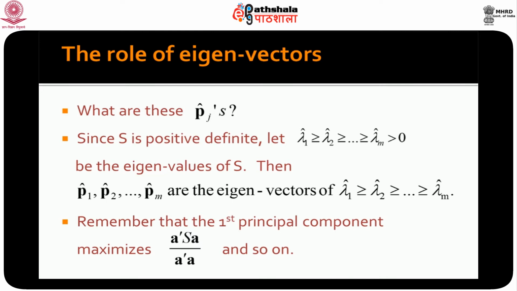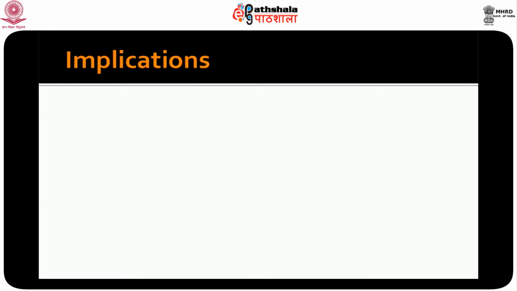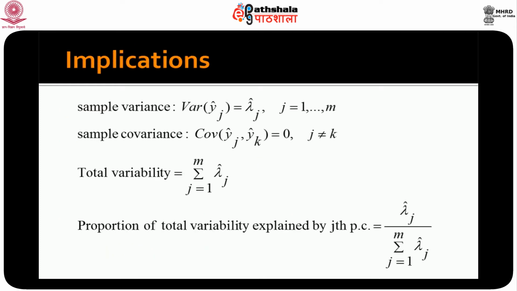So these are results we have done for the population case, and these results hold similarly for the samples as well. So in this case the results are almost similar, so I am not going to prove these results, and we can show that this first principal component would be maximizing A prime SA by A prime A, and the technique would be exactly similar. And once we have computed all the principal components this way, we can also show that the sample variances of these principal components, that is yj hats, would be lambda j hat, and this is true for all j equal to 1 to m.